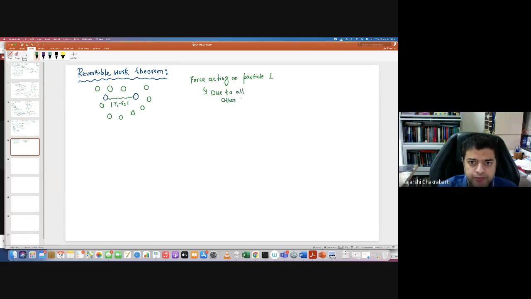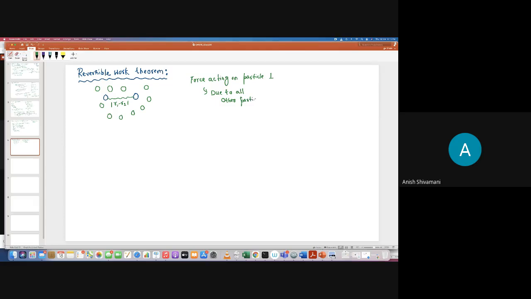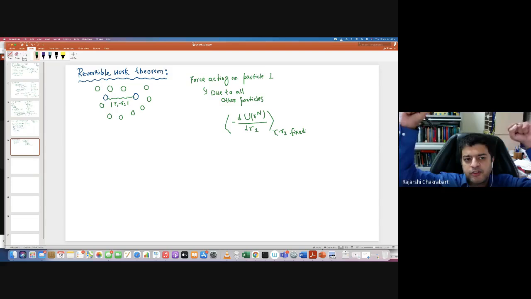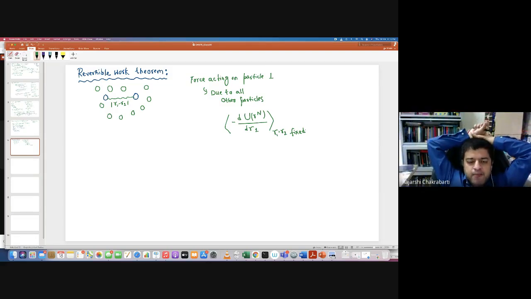How do I calculate force? Through the potential. I have to know the potential. The potential is something like U, a function of all the coordinates. So I have to take a derivative of this with a minus sign, and then I have to take an average over all realizations, isn't it? With the condition that R1, R2 are fixed. I just keep the distance fixed and then calculate the average force of interaction between these two tagged particles due to all other particles. Are you getting my point? What I am doing?